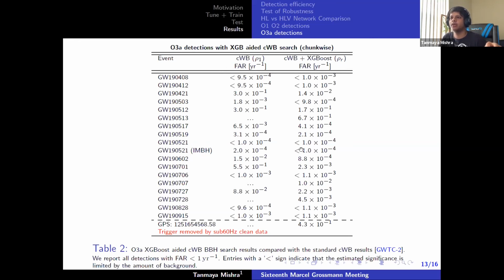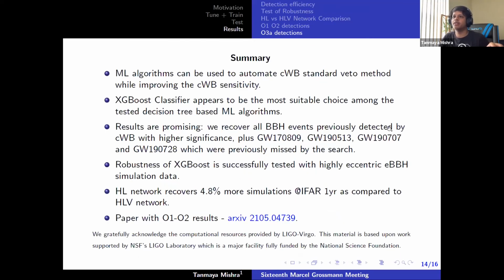But now, with the machine learning, it has far less than 1 per 10,000 years. We also detected a trigger with far less than 1 per year, but it was removed by the sub 60 Hertz clean data. So in summary, we can use machine learning to automate the standard veto method, CWB's standard veto method. At the same time, we can improve the search sensitivity to different searches.